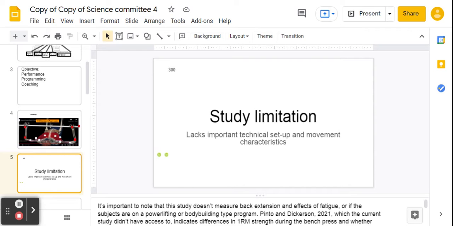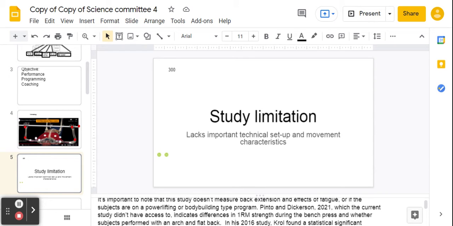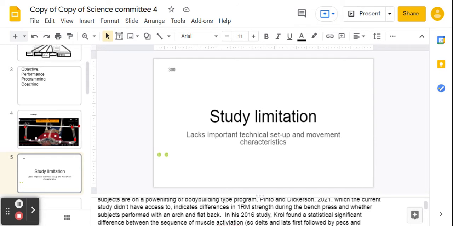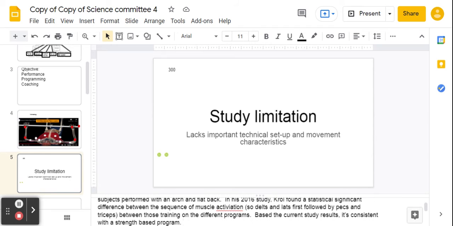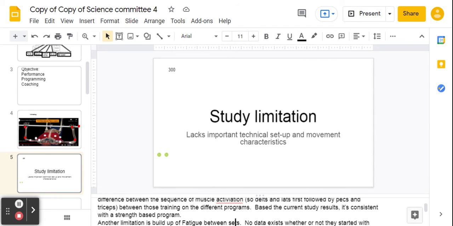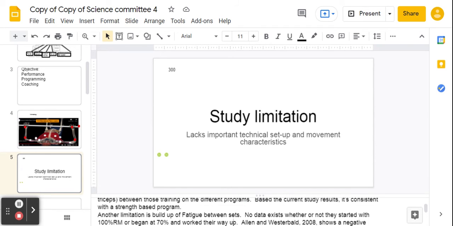Pinto and Dickerson 2021 indicates that there are differences in 1 rep max during the bench press, whether subjects perform with an arched or flat back. A 2017 study by Krull found a statistically significant difference between the sequence of muscle activation. So, for example, delts and lats were activated before pecs and triceps between those training on a bodybuilding or a powerlifting program. Based on the current study results, it's consistent with a strength-based program.